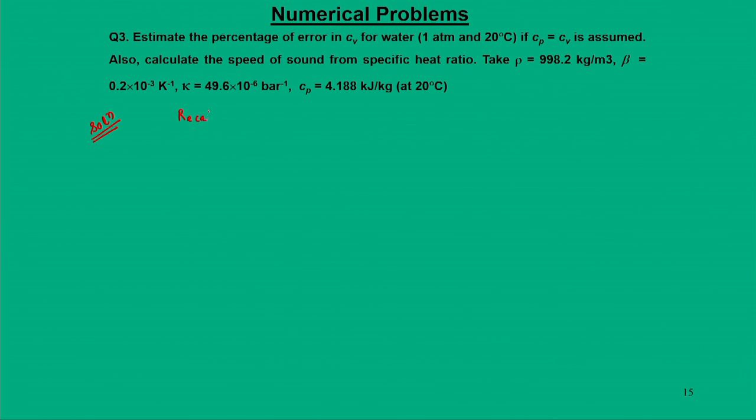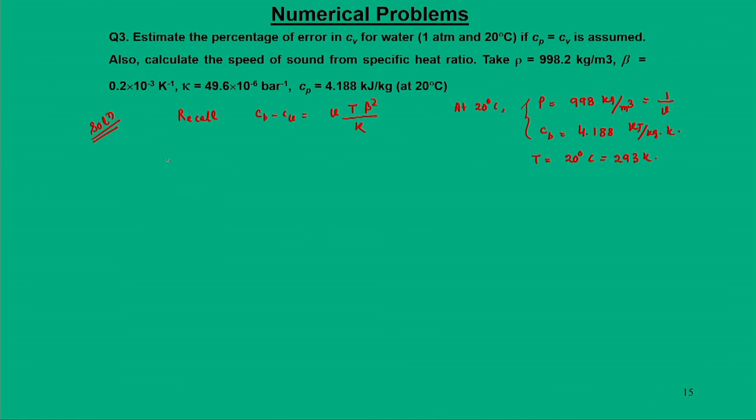So, we recall Cp minus Cv is equal to V T beta square by kappa. Now, we know beta and kappa, and at 20 degree centigrade we know rho, that is 998 kg per meter cube, and rho is nothing but 1 by specific volume. Also at 20 degree centigrade we know the Cp for water, 4.188 kilojoule per kg Kelvin. So, these two pieces of information you know, and T is 20 degree centigrade, that is 293 Kelvin.